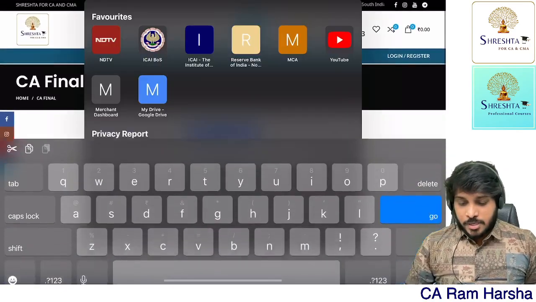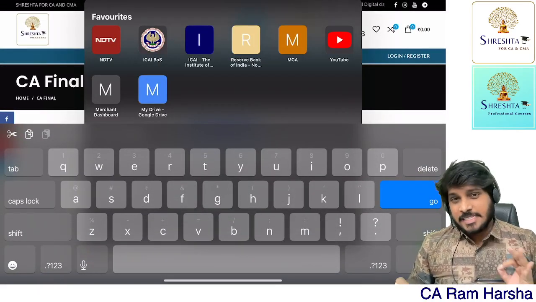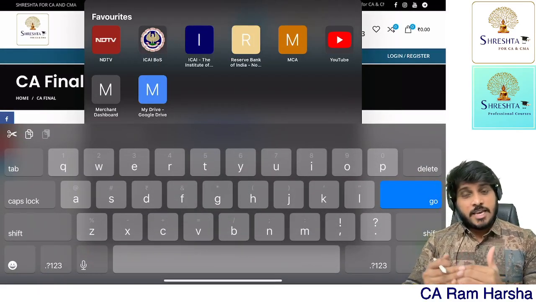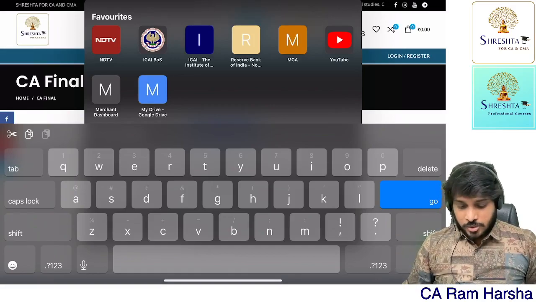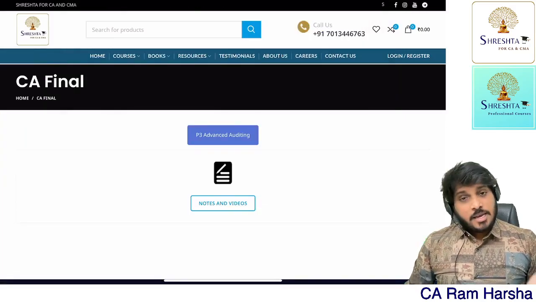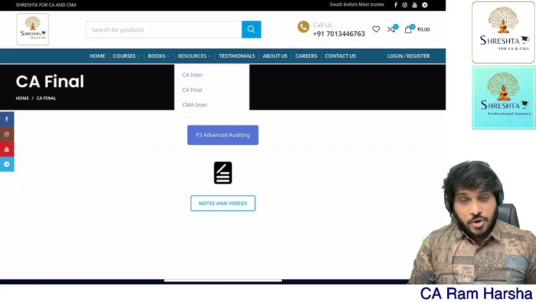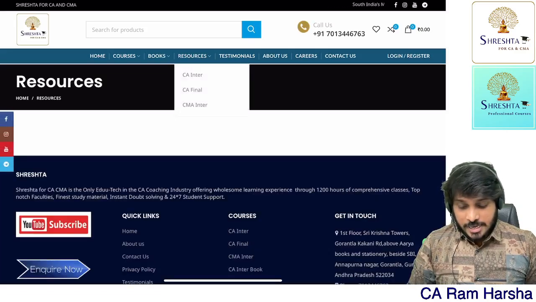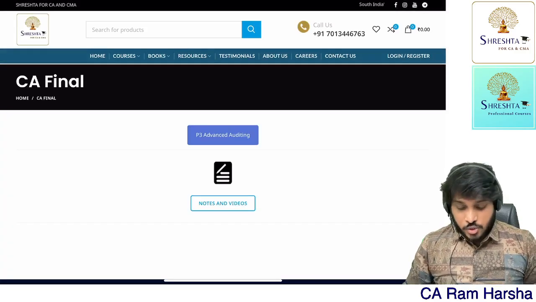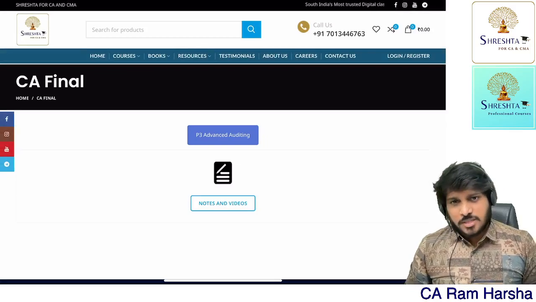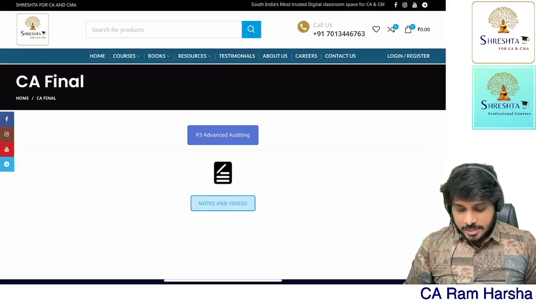It's very simple: you just open rest of a CA, that is cacma.com, and you are routed to our website. Inside that there is an option called Resources at the top. Select CA Final. In CA Final, we are dealing right now with Advanced Auditing. Inside that, there is an option called Notes.